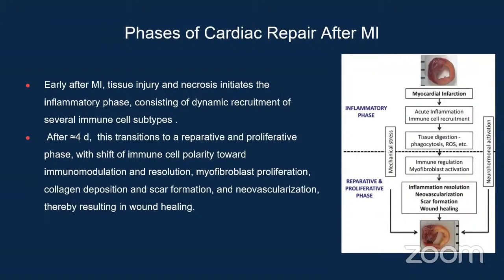So finally, the phases of cardiac repair after MI. Early after MI, tissue injury and necrosis initiate the inflammatory phase, consisting of a dynamic recruitment of several immune cell subtypes. But after around 4 days, this transitions to a reparative and proliferative phase, with a shift of immune cell polarity toward immunomodulation and resolution, myofibroblast proliferation, collagen deposition, and scar formation with neovascularization, thereby resulting in wound healing.